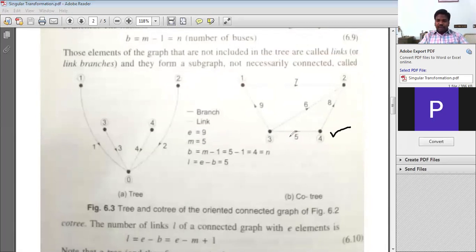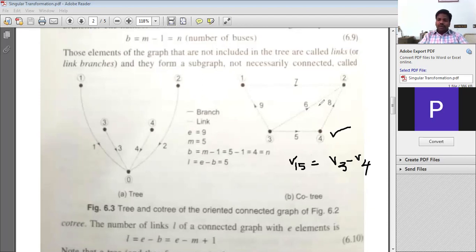So the link voltage 5 can be obtained. VL5 is nothing but the difference between the two voltages, so V3 minus V4. Why? Because this is element 5 that is connecting node 3 and node 4. So if you take the difference between these two node voltages, obviously you can obtain the link voltage 5.